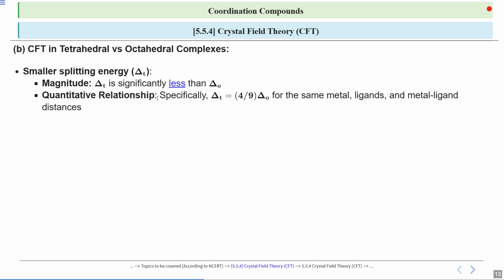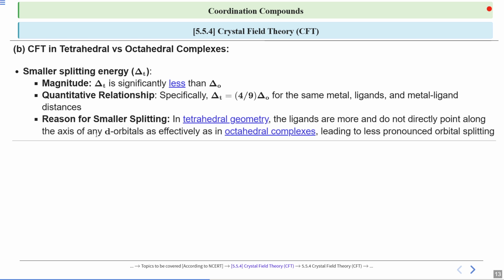Quantitative relationship. Quantitative means a mathematical term, a measure through which you can measure something. Specifically, delta T is 4/9 of delta O for the same metal, ligands and metal-ligand distances. This is going to be the relation between delta T and delta O: delta T is 4/9 times delta O. So delta T is smaller than delta O.